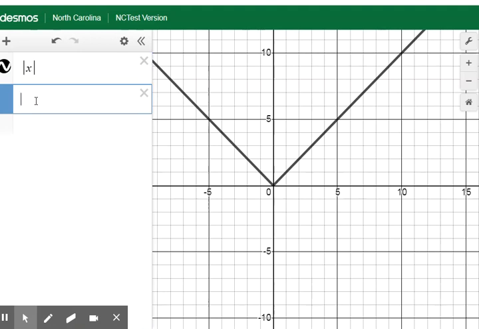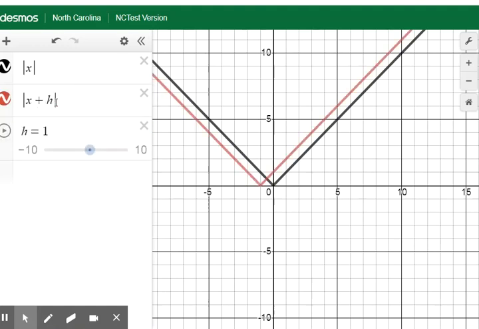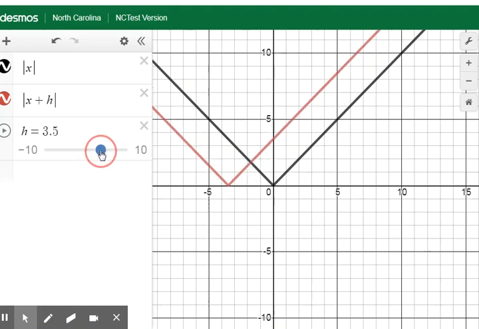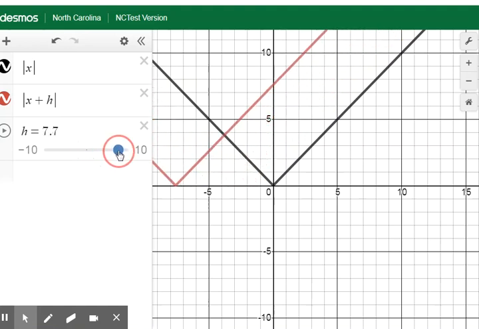So that's the parent function. That's what we're comparing it to. Instead of putting a specific value, so I'm trying to observe what happens with that first function. Instead of putting a specific value right there, I'm going to put plus h, like is on our table there. And it asks if I want to add the slider. So when I click that, it automatically starts at a value of 1. I can drag this number right here, and I can watch that function move, and clearly it's moving to the left. And these are positive h values.